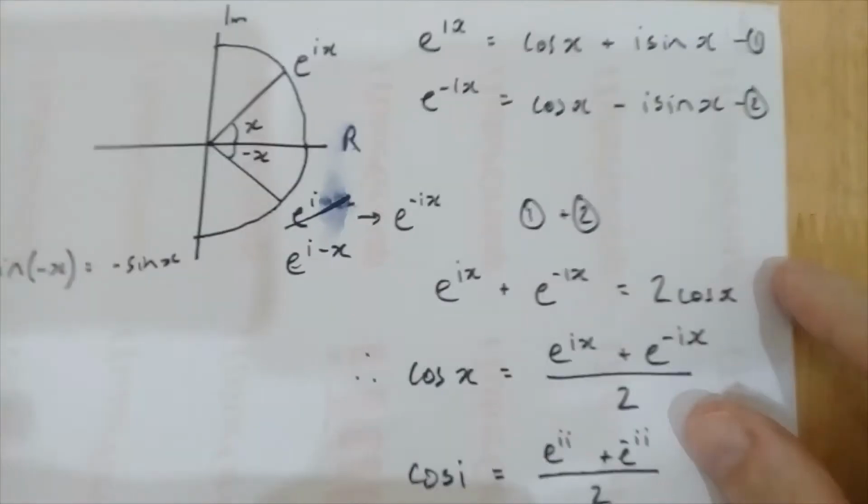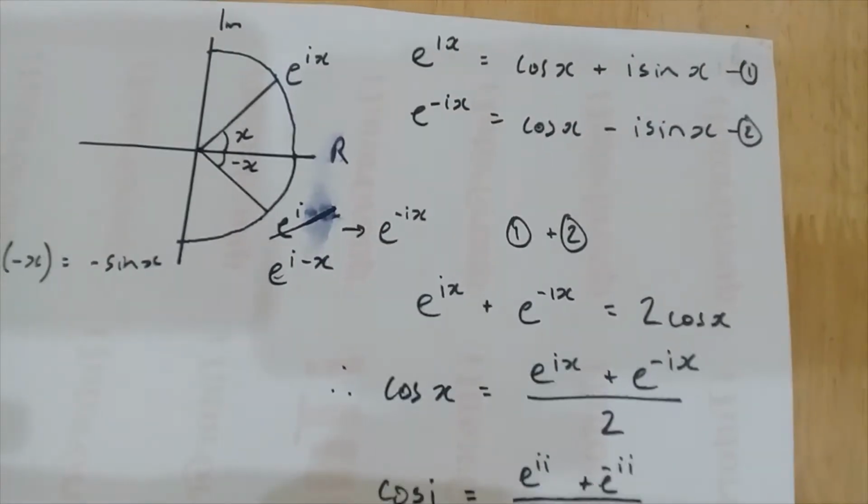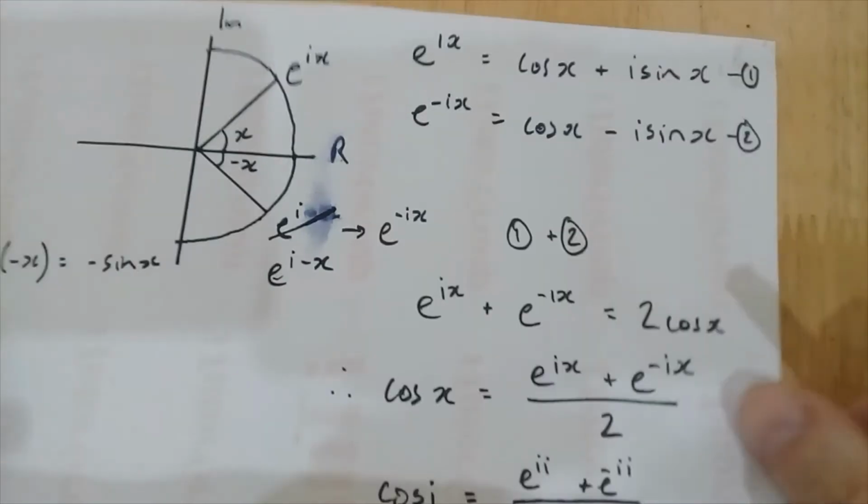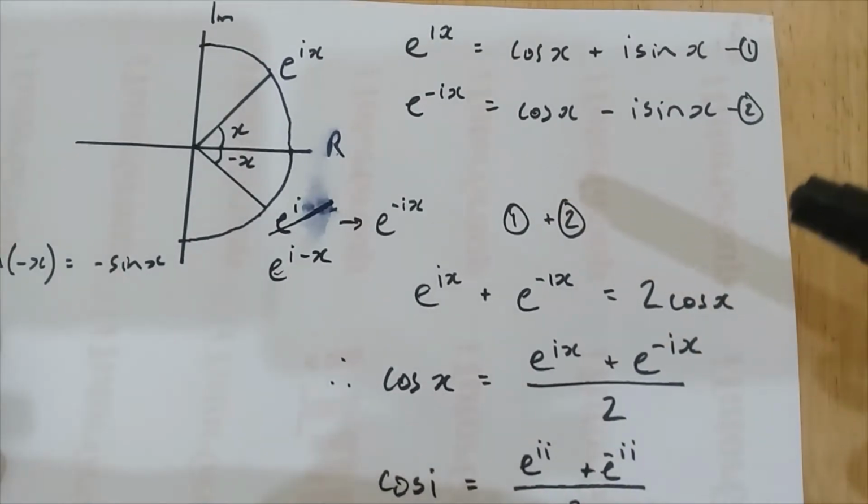Hi, today I want to talk about an interesting little thing I had a look at the other day, and it's the cosine of i. What is the value of the cosine of the square root of -1, or the cosine of the imaginary number? I've done a little bit of working out, so we can take a look at that today.